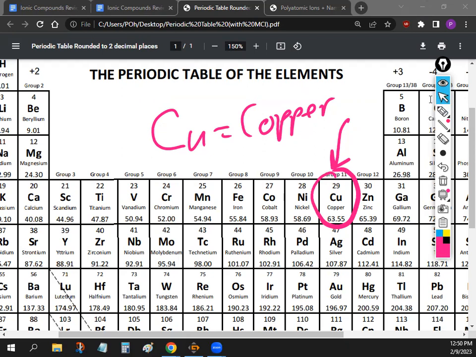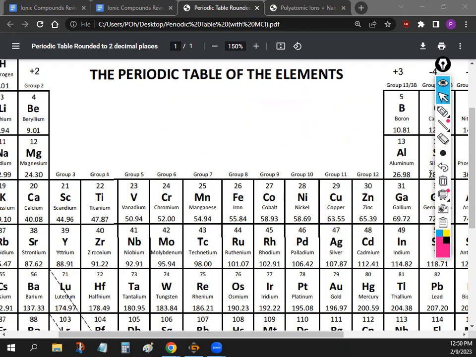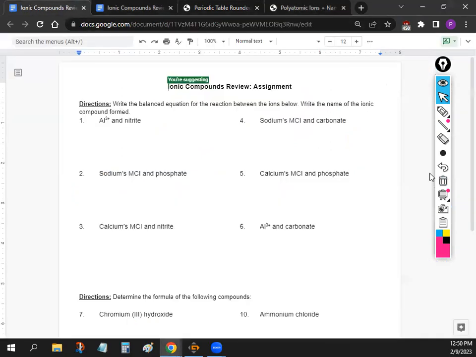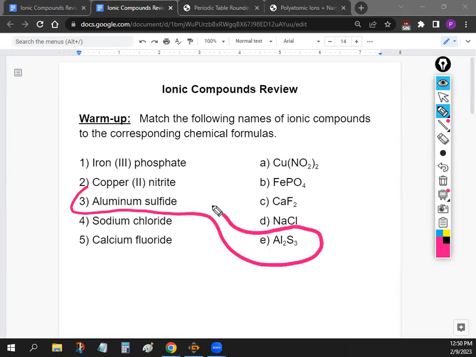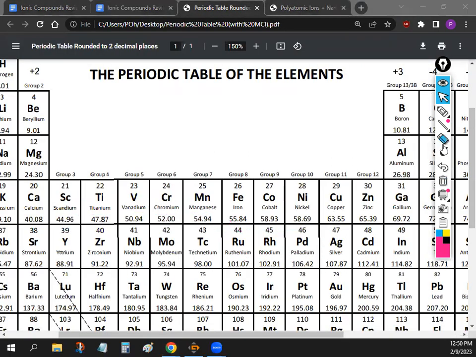Okay, so 2, we got 2. Let's go back and look at number 3. Is there any confusion about number 3? 3 is more obvious, right? Aluminum sulfide is going to start with Al. That one's kind of obvious to everyone, right? But in case you want to find that on the periodic table, let's find that one. It's right here. Okay. Next.